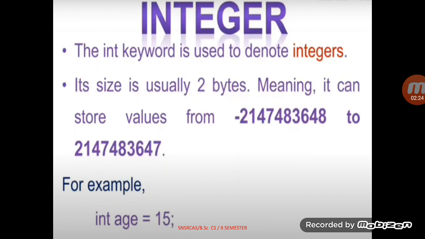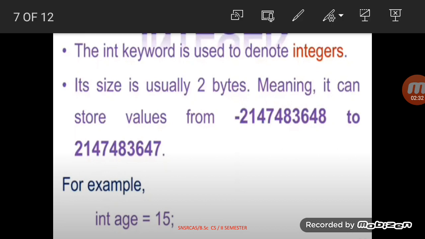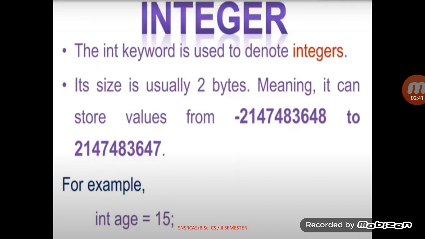So it can store values from negative -214748346 this much. So for example, int age equal to 15. Age is a variable name. 15 is assigned to age variable and it is an integer data type.